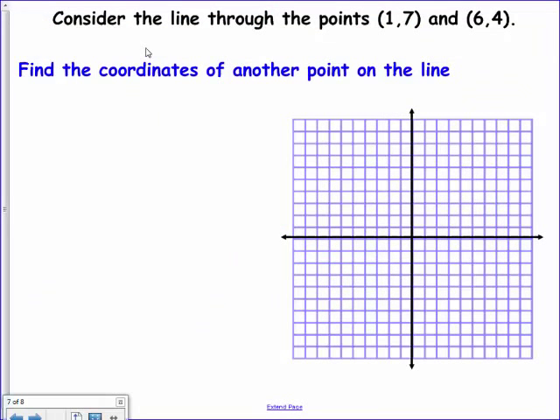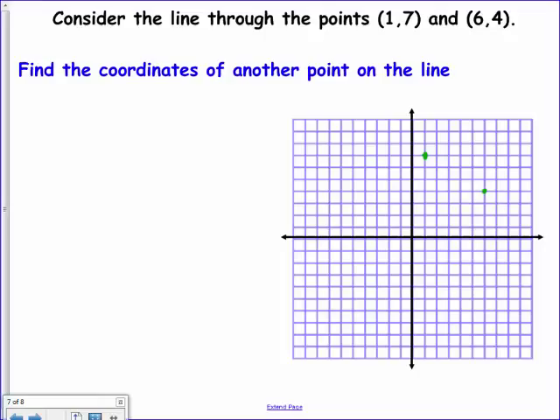All right, what if I get something like this? It says consider the line through the points 1, 7 and 6, 4. Find the coordinates of another point on the line. Well, let me just graph them first of all. So 1, 7 and 6, 4. Okay, it's not good that I just draw on my line randomly.